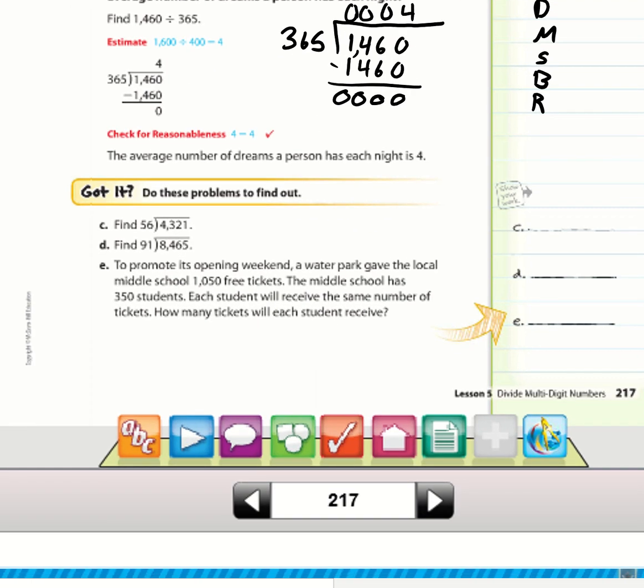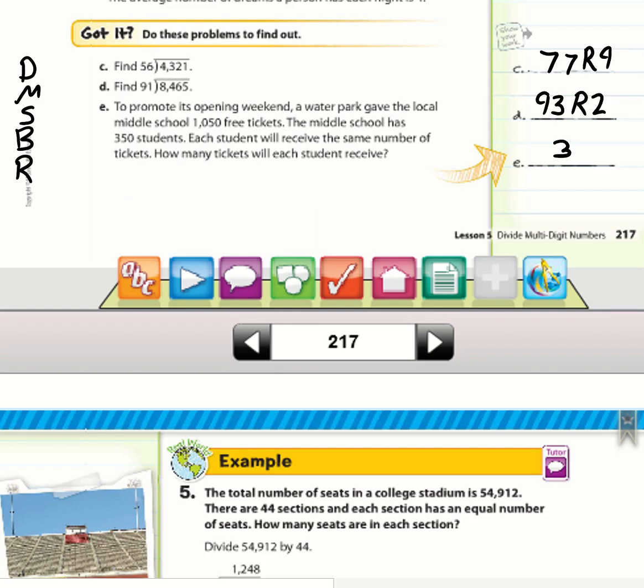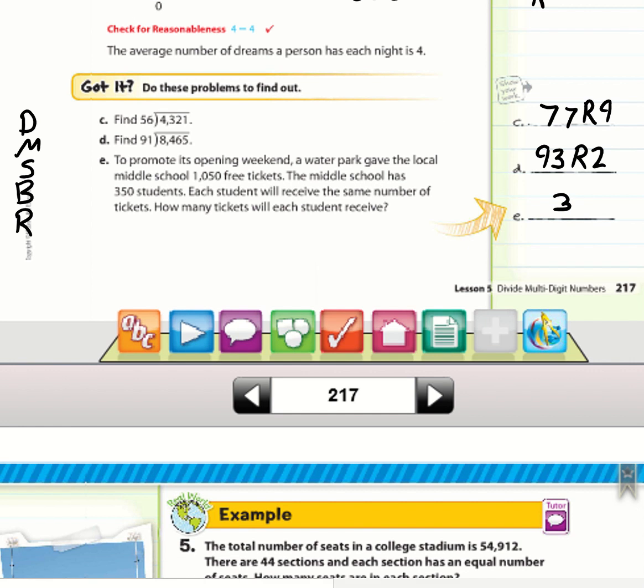So go ahead and try the got it, C, D, and E, and I'm just going to write down our steps to help us out. So go ahead and pause the video until you get C, D, and E. So after you do the problems, for C you should get 77, remainder 9. D, you should be getting 93, remainder 2. And E, we should get 3.